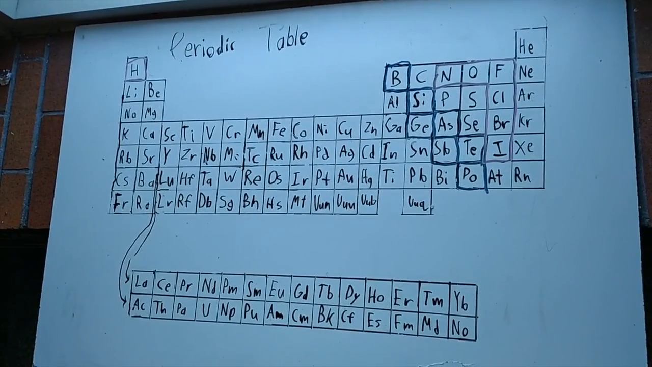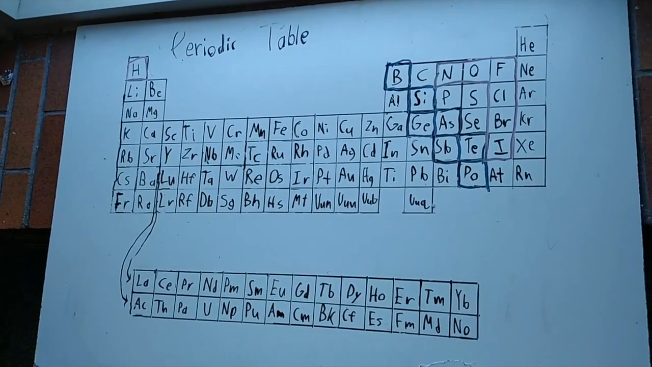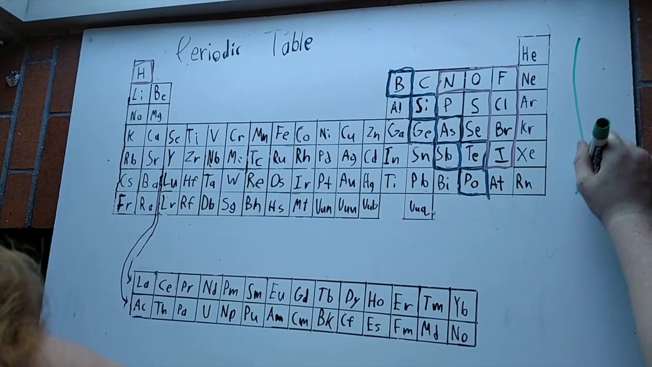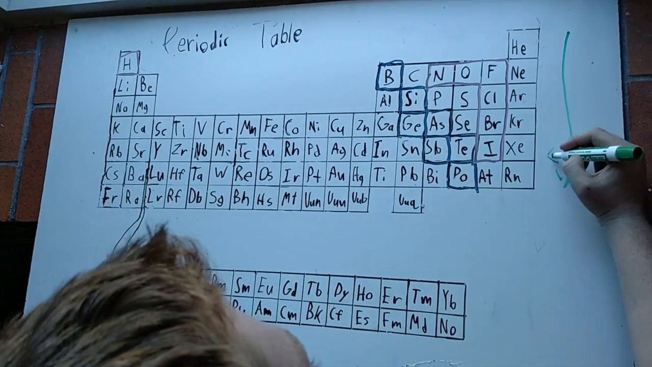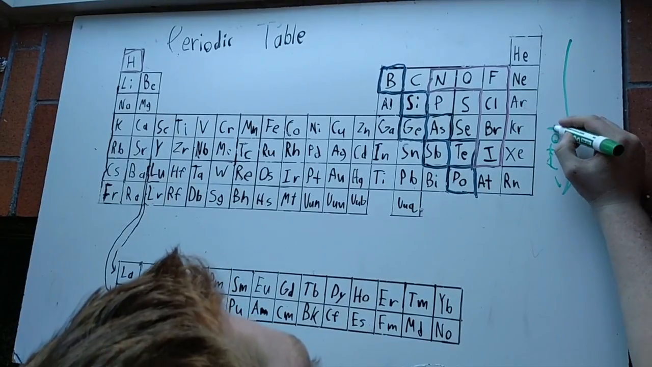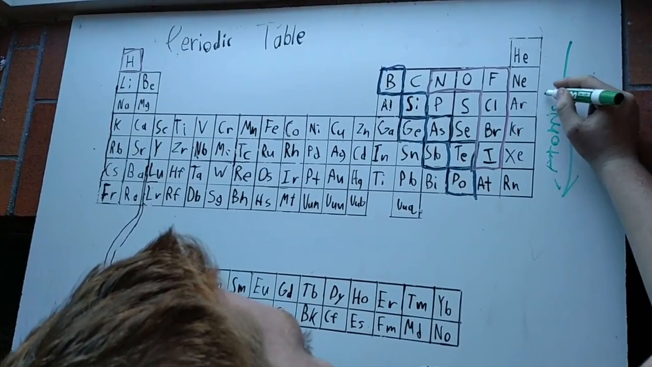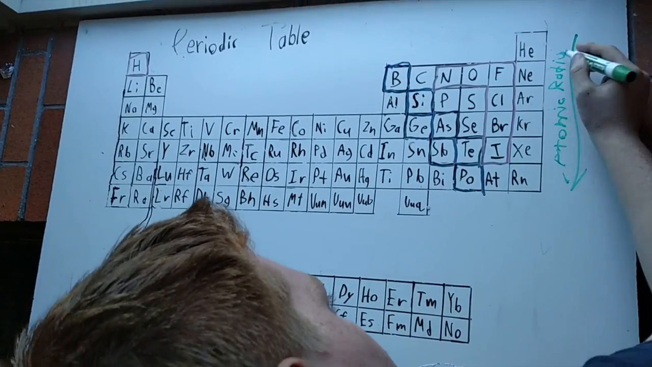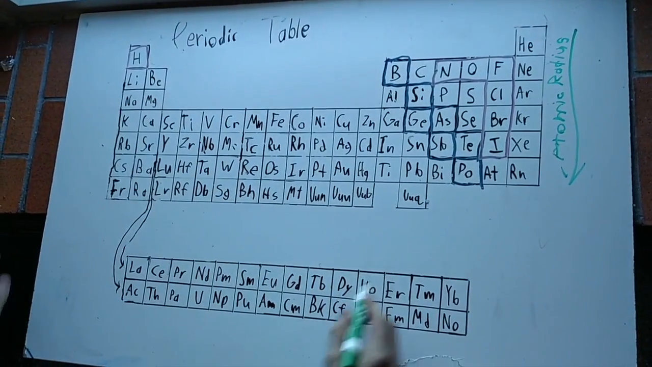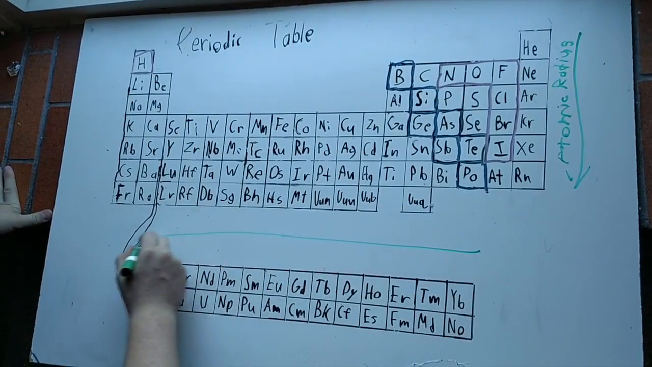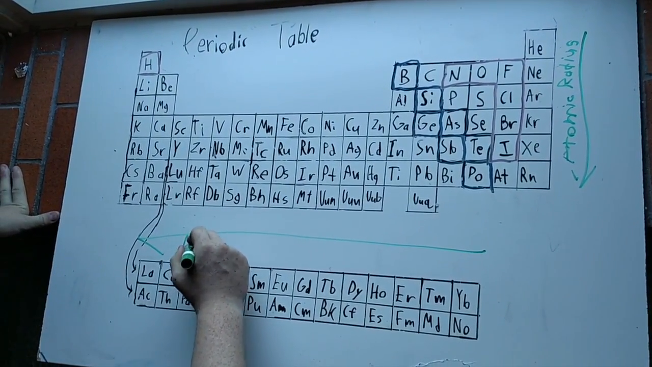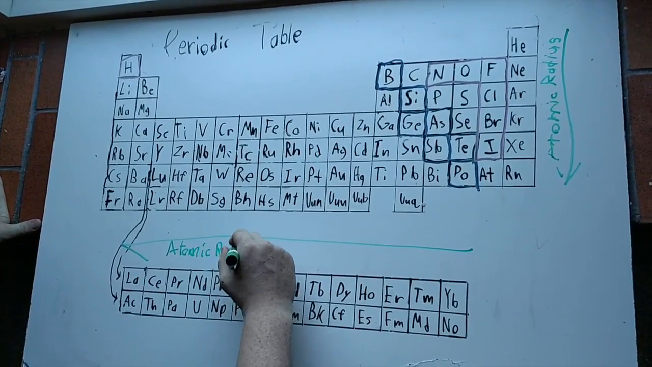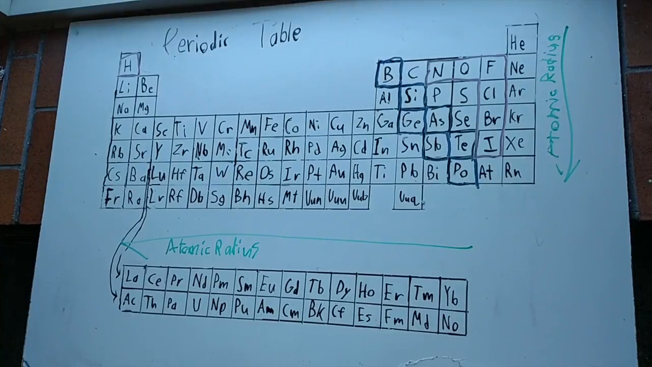The next trend we're going to talk about is atomic radius. Atomic radius is basically the size of the atom. As you go down the periodic table, atomic radius increases. This is because there are more shells of electrons. And believe it or not, as we go left, atomic radius increases. This is because there's a weaker force causing the electrons to be pulled in less, making the atom bigger.